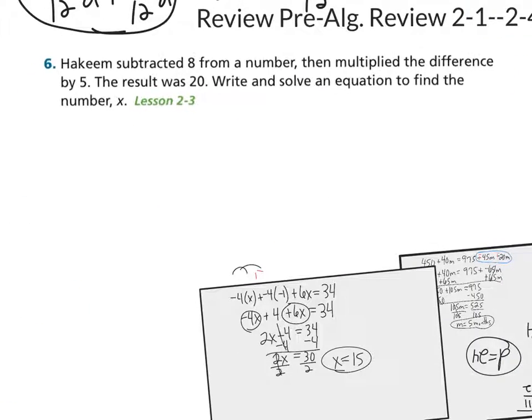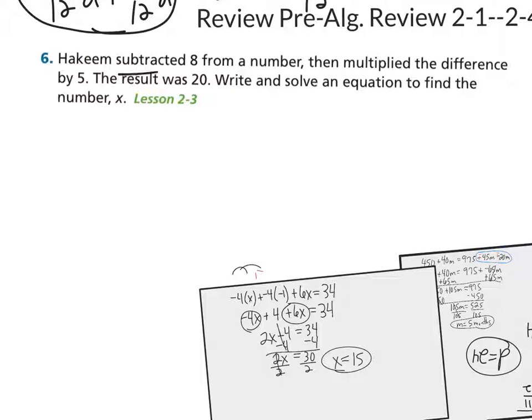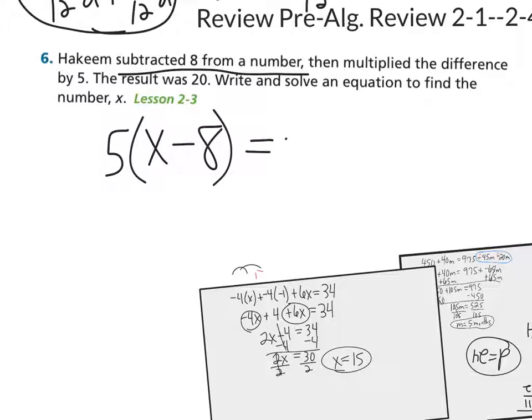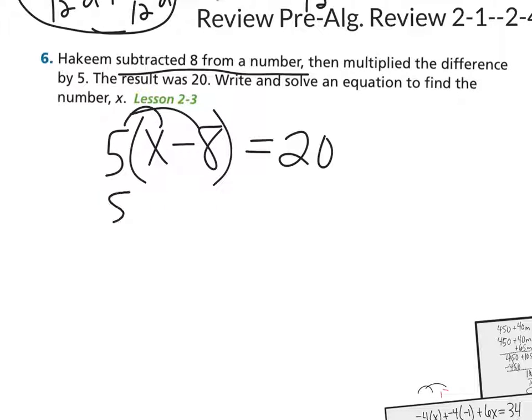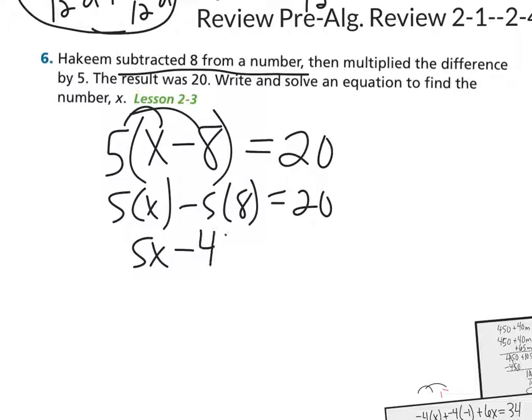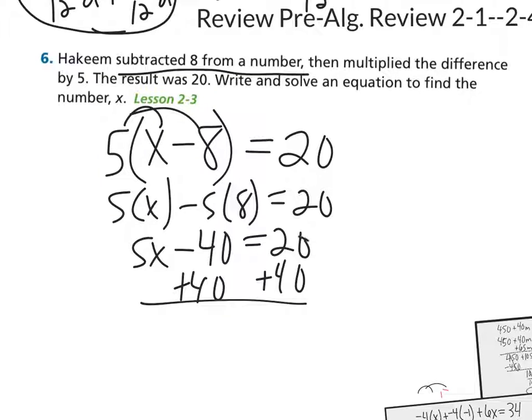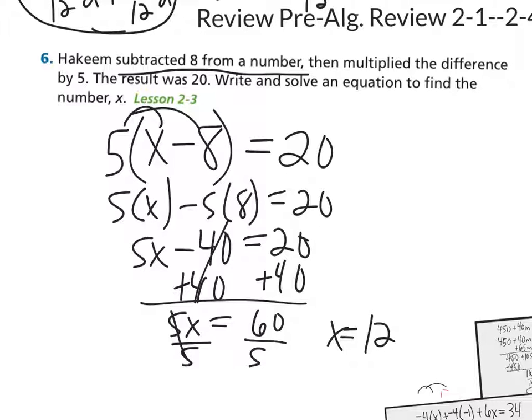And then number 6, subtracted 8 from a number. So started with a number, subtract 8 from that, then multiplied that difference by 5. And the result was 20. So that would be our equation, and then to solve that, we'd distribute. They're subtracting so we can add. They're multiplying so we can divide. And we would get 12.